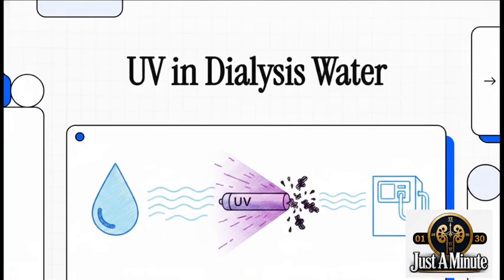Today, we're diving straight into the critical, yet honestly often misunderstood, role of ultraviolet light in keeping dialysis water safe. It's a totally fascinating piece of medical engineering from our source material that is absolutely essential for patient safety. So let's unpack exactly how it works.